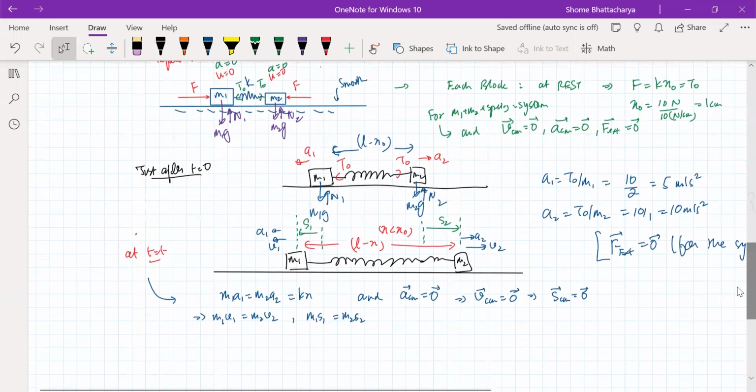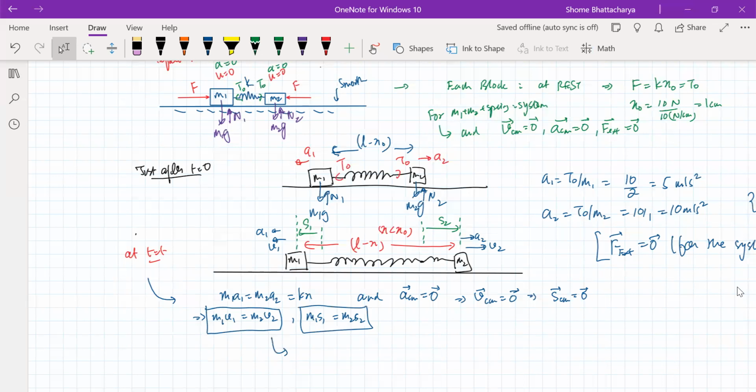So these equations basically are coming from conservation of linear momentum. But what are we trying to do by finding all this? We'll solve the second part of the question, and then the third part. All these things we'll find out.